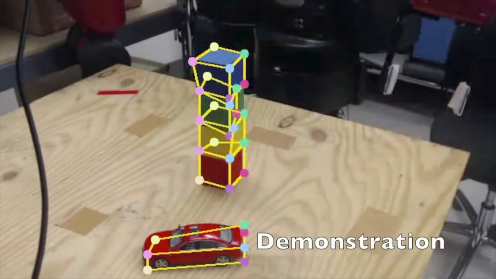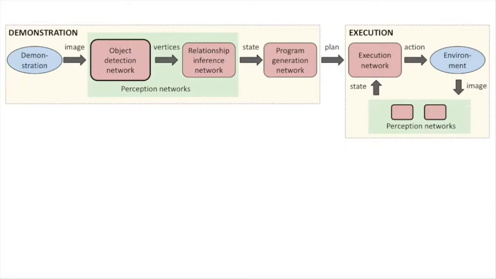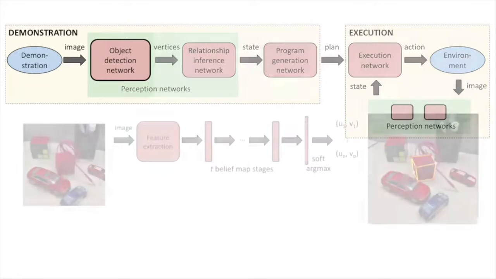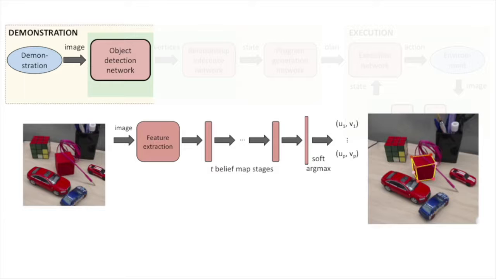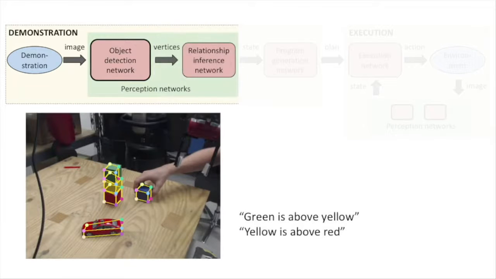edit the program directly. Our system consists of a series of neural networks. To observe the demonstration, we use a pipeline of 3 networks. The object detection network perceives the poses of objects. Built from a convolutional neural network, it predicts the locations of object vertices in image space. After detecting object vertices, a second network infers object relationships.